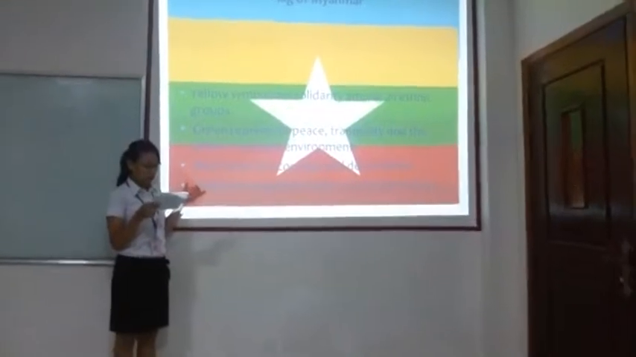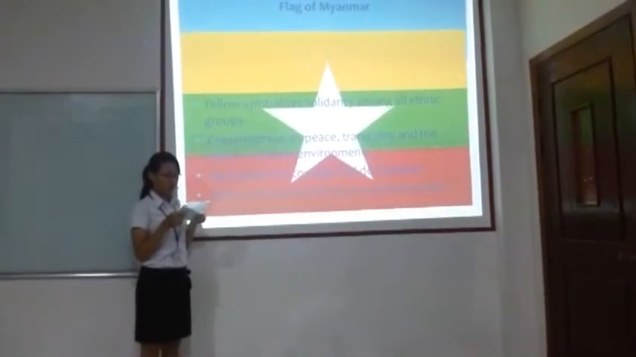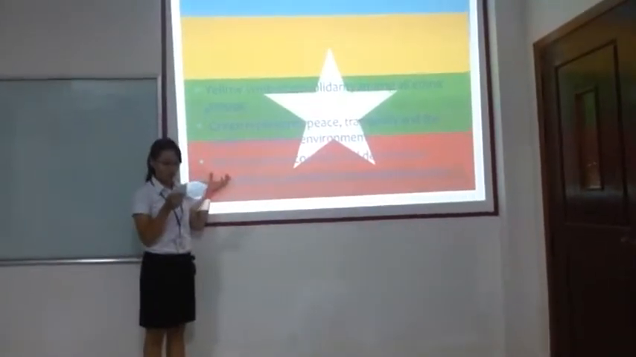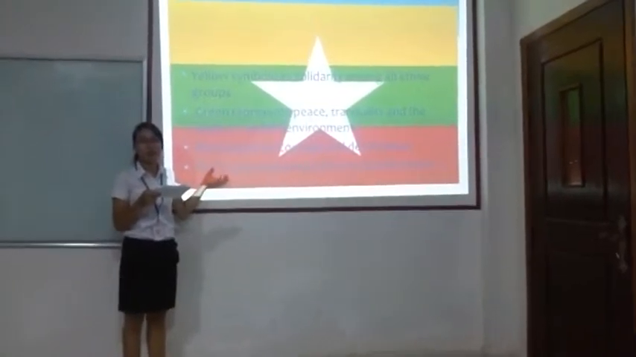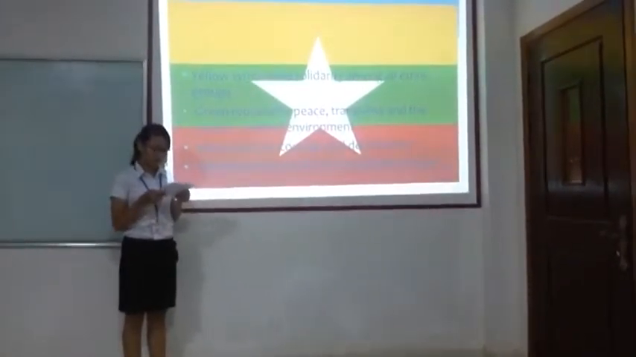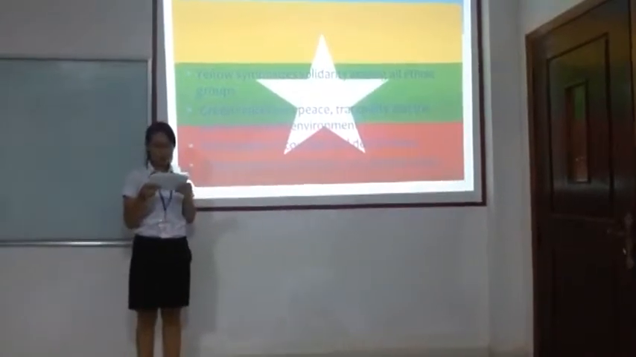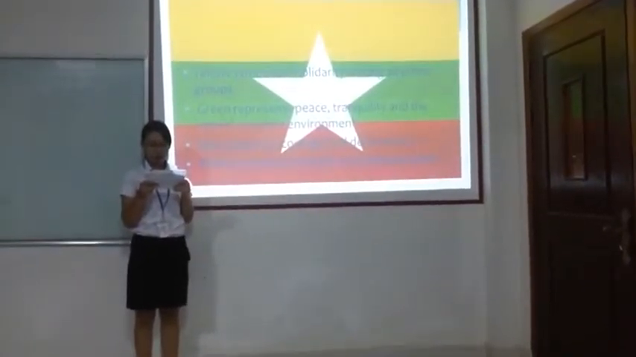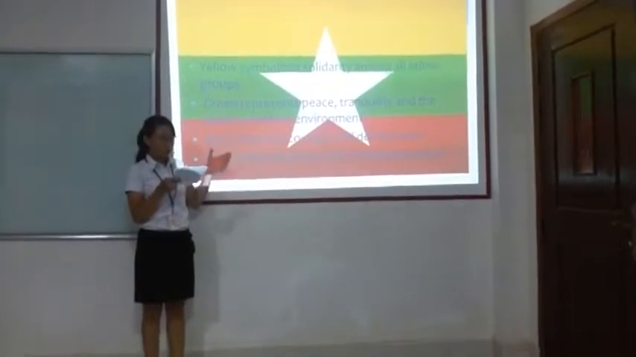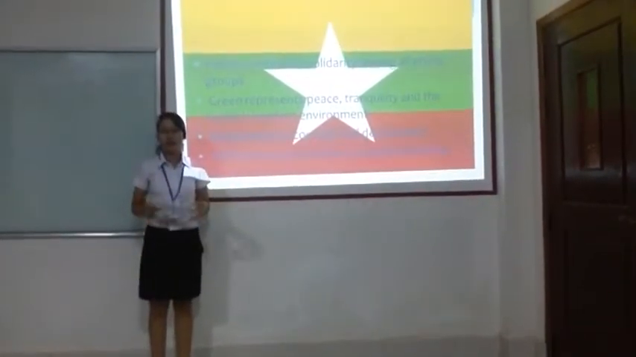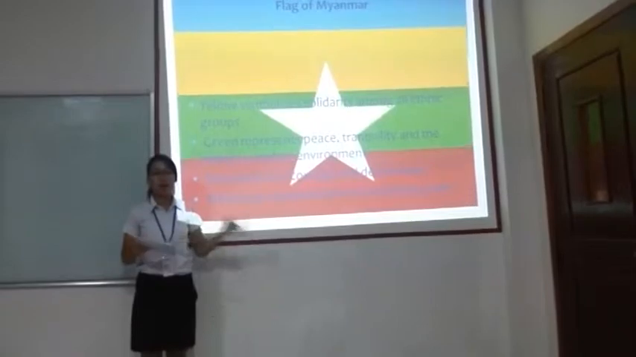And the third is red, which refers to decisiveness, and this means the decision of all the people in Burma, and all the leaders in Burma have to improve the country to develop. And the last one is the white star that represents the consolidated union. This means we cooperate, all the people in the country and all the leaders, to improve and avoid war in the country.